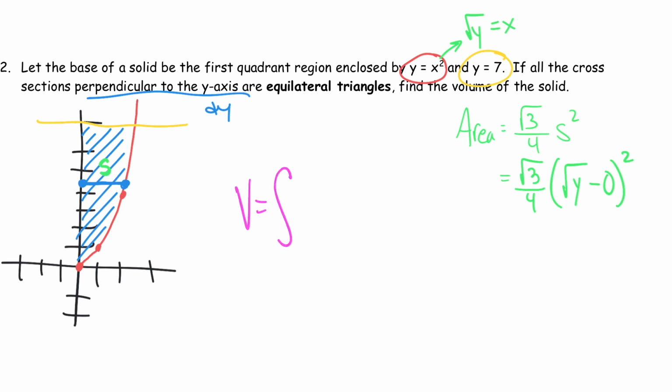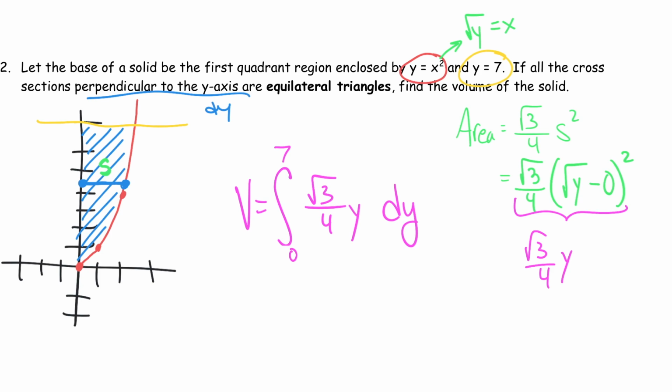So the volume is going to be the integral of this business here. So this is going to be our whole area of each equilateral triangle. And maybe I'll simplify this by squaring that square root of y. So we'll just have the square root of 3 over 4 times y dy, and then we need to figure out our boundaries. So remember, we're going y values. So we're going from 0 up until y equals 7.